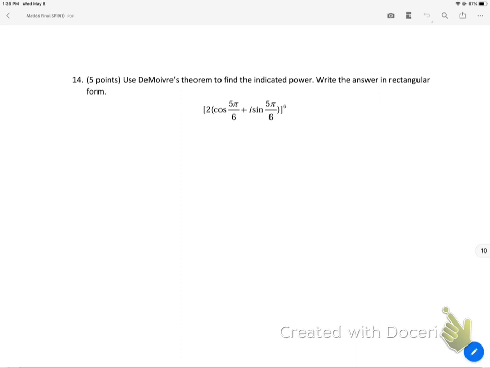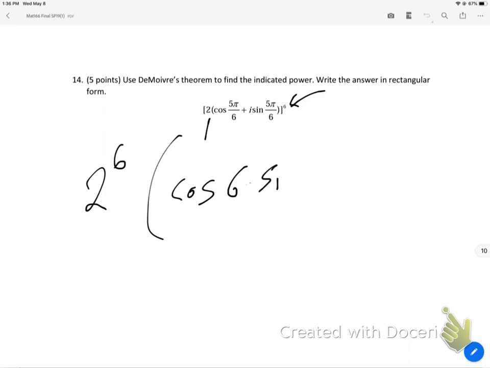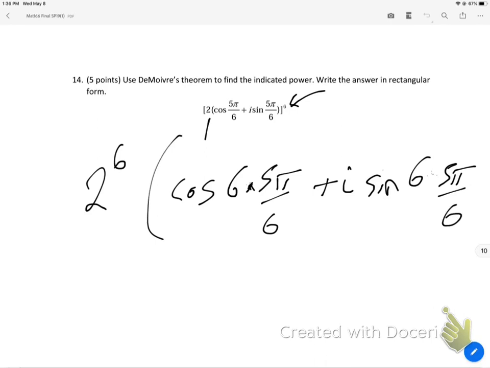De Moivre's theorem, however you want to pronounce it. Okay, we have an exponent of 6, okay? So I'm going to raise the 2 to the power of 6, okay? Then inside the cosine, 5 pi over 6 gets multiplied by the 6, okay? So again, 5 pi over 6, okay? Multiply, okay, whatever. And then plus I sine, again, this gets multiplied by 6. That's still the same thing. It's 5 pi over 6, okay?